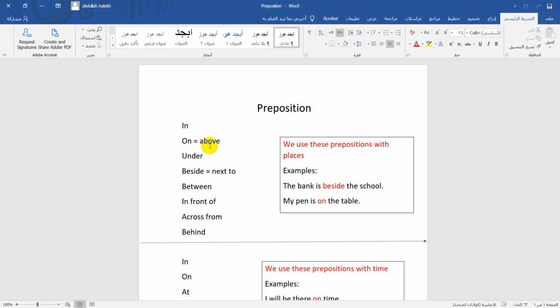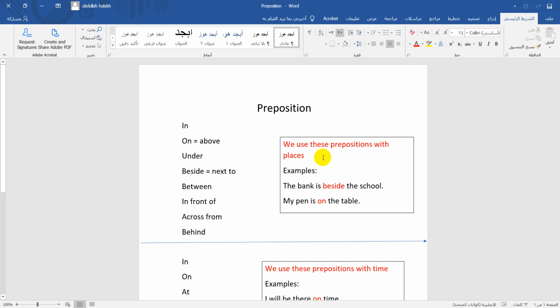Between بين, يعني مثلا لما نقول the bank is between the school and the university. In front of مقابل مباشر, يعني face to face. Across from تأتي بمعنى مقابل بزاوية, يعني في شيء مقابل شيء ولكن في زاوية بينهم, يعني كما يقال شرق كذا أو شمال كذا. Behind خلف. We use these prepositions with places. نستخدم هذه الحروف الجر مع الأماكن.